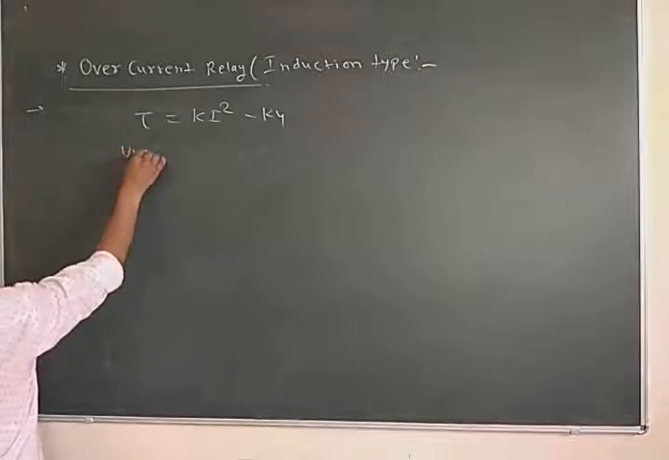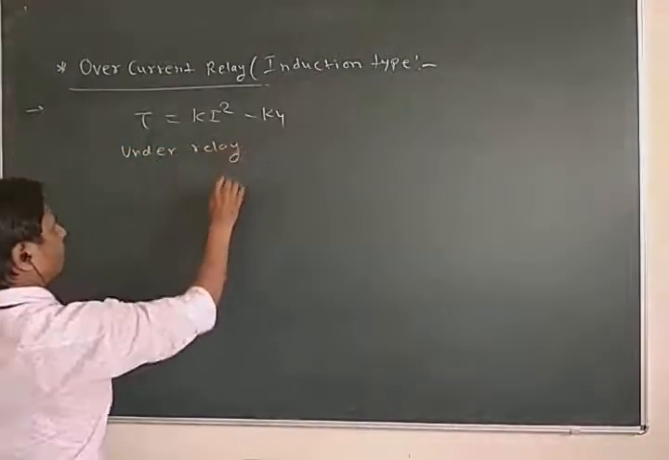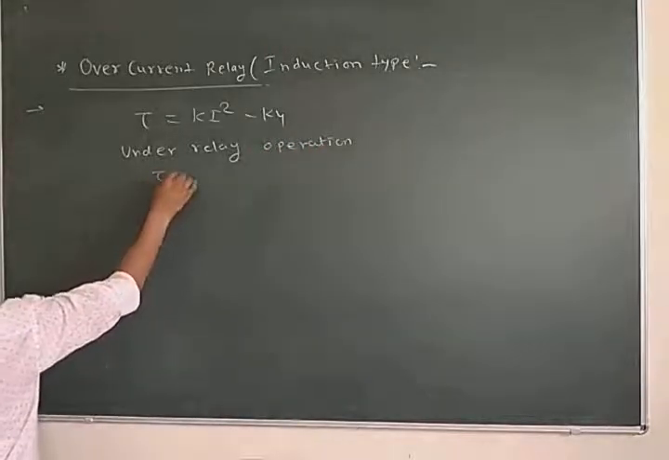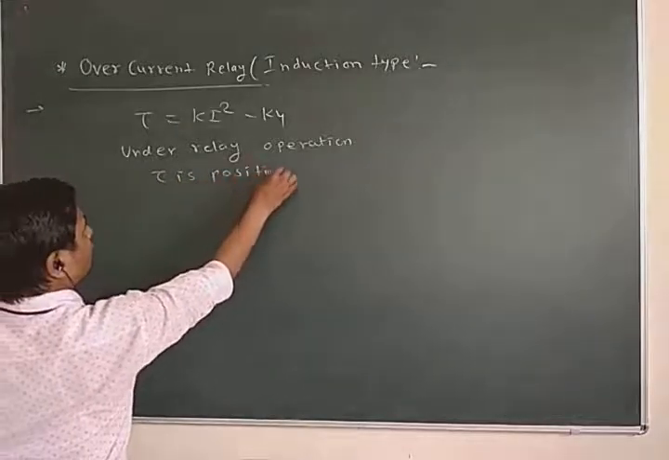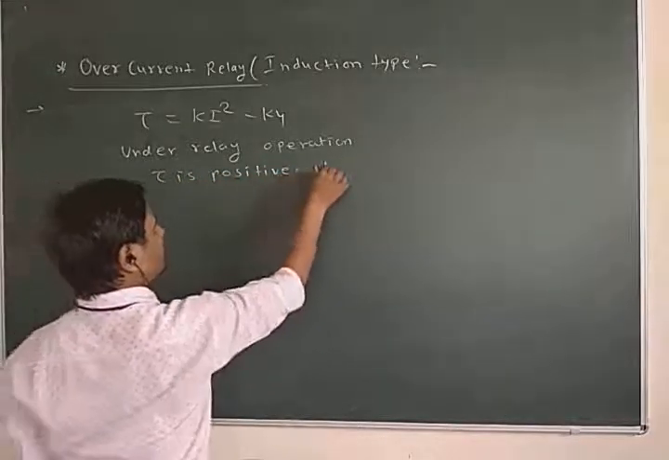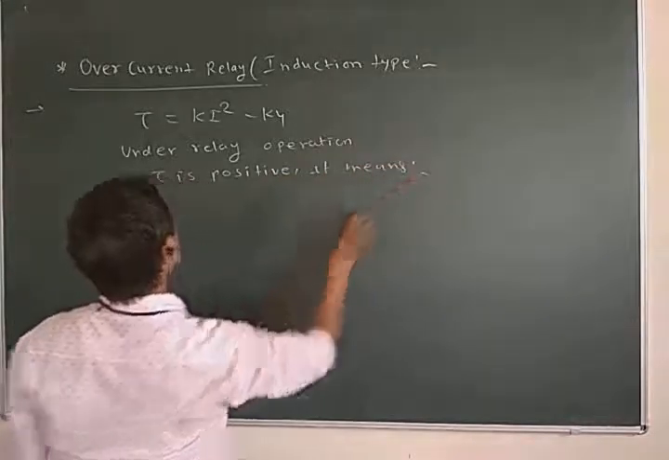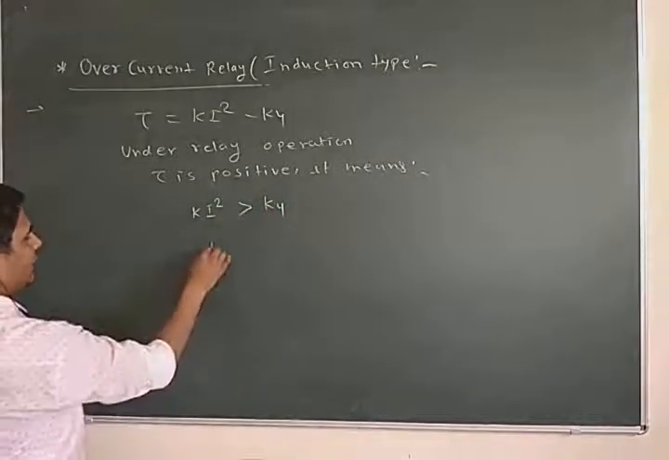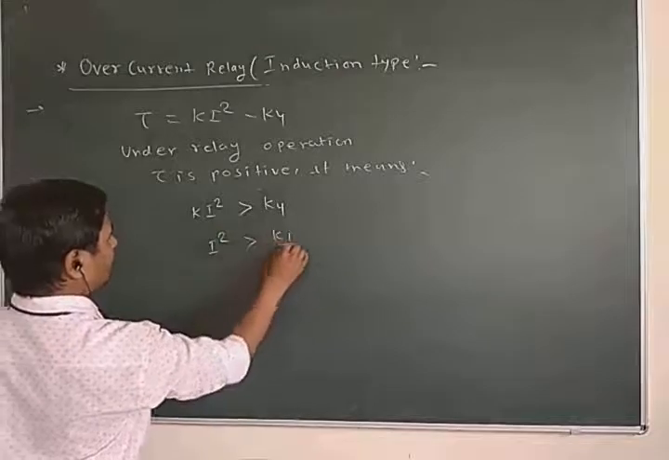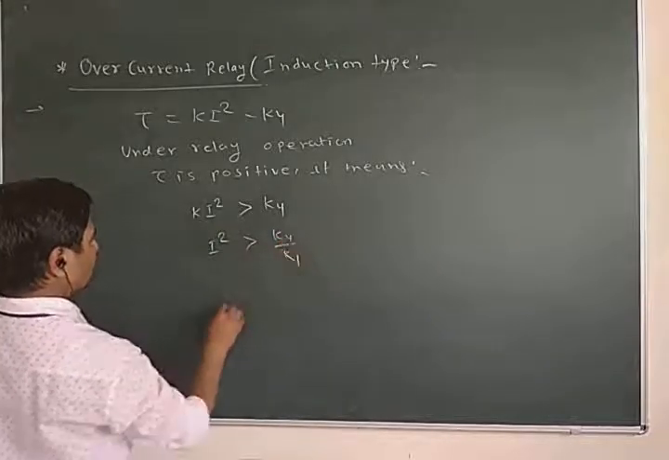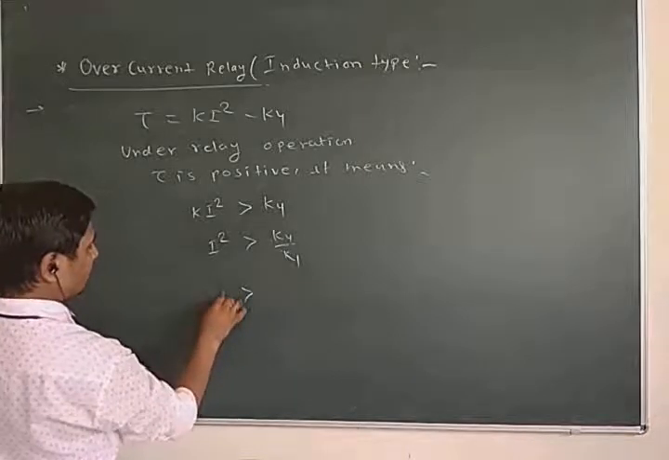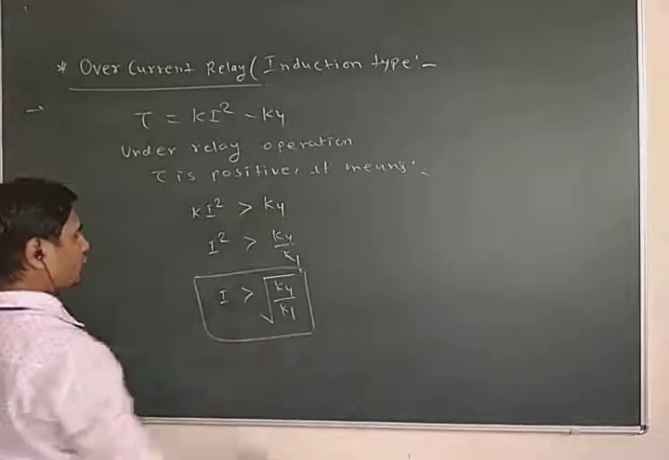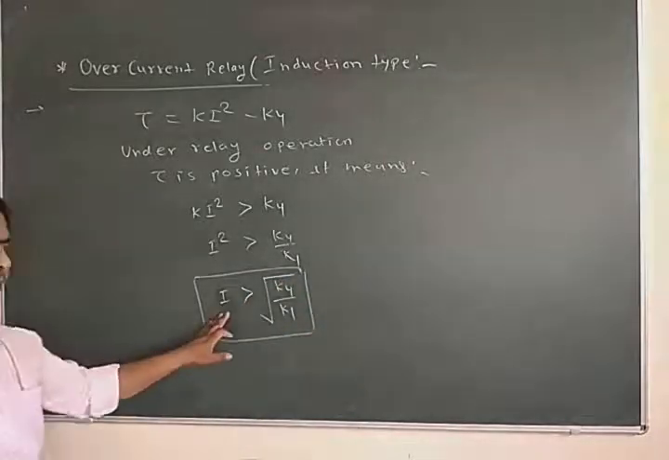Under relay operation, torque is positive. Torque is positive, it means K1 I square is greater than K4, or we can write I square is greater than K4 upon K1, or I is greater than under root K4 upon K1. So this is the operating condition for the relay.